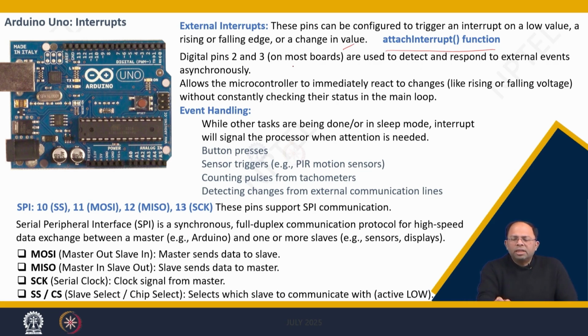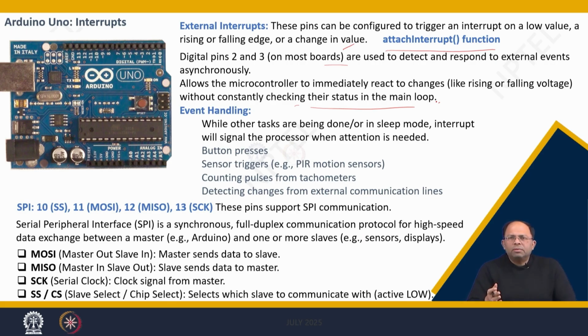So digital pins 2 and 3 on most of these Arduino boards are used to detect and respond to external events asynchronously, right? And this allows the microcontroller to immediately react to changes like rising or falling voltage without constantly checking the status in the main loop. So I can write code in the loop saying check this pin, check if it is high or low, and then get a response, right? But in this case, we are not doing that.